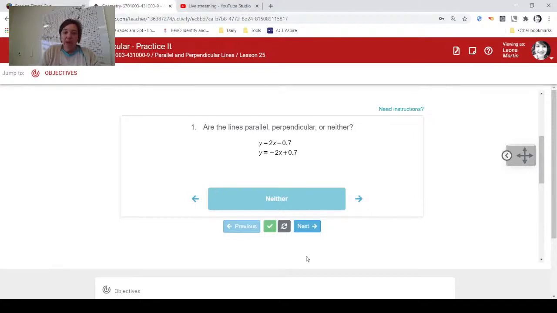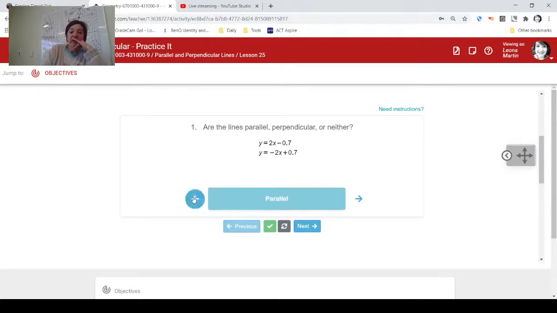Quickly, are these lines parallel, perpendicular, or neither? Neither would just be they're just intersecting lines. Neither. Let's talk about why. What is the slope of this one? What's the slope of this one? They're not the same, but they're not opposite reciprocals either, right? So they are neither.